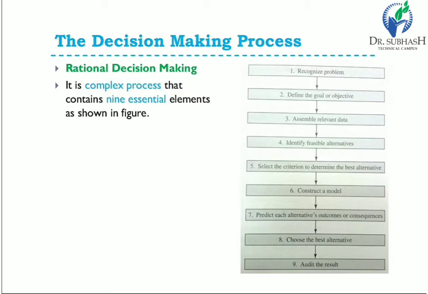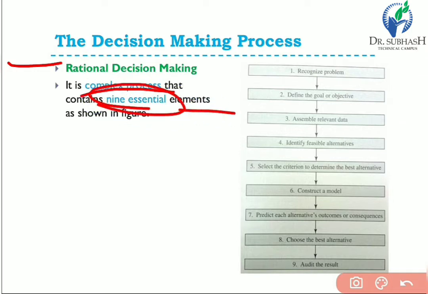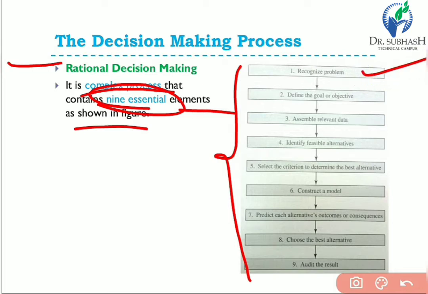The second one is rational decision making. It is a complex process that contains 9 essential elements. Here we show it. There are 9 steps or 9 essential elements by which we give decisions based on the problem and how many types of solution there are for it.